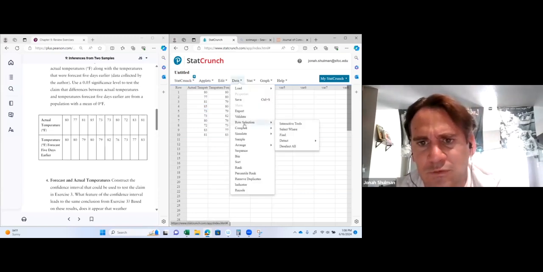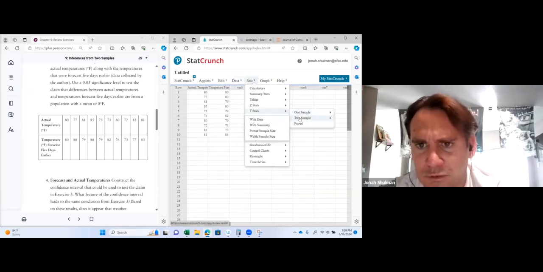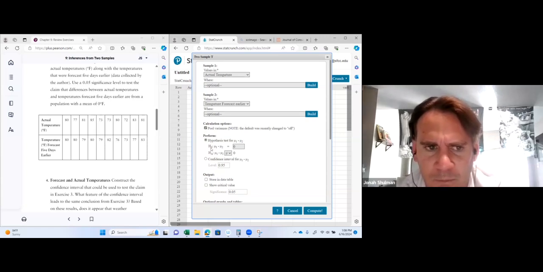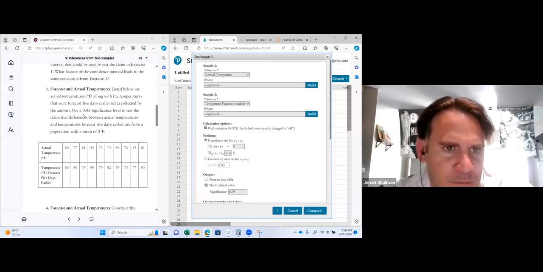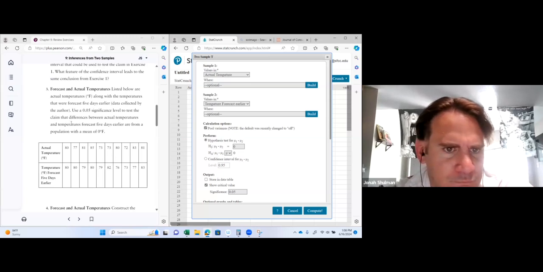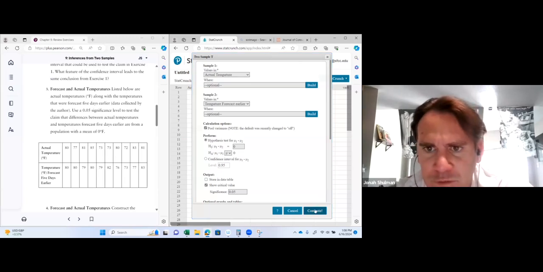So let's go to data. We're definitely doing a t-test here. So statistics, t-test. We got a 2-sample with data. So we're taking the values in actual temperature and the values in the temperature forecast. We're pooling the variances. We're saying that this has got to be not equal, and we're doing a two-tail test. That makes sense. And let's show the critical value.